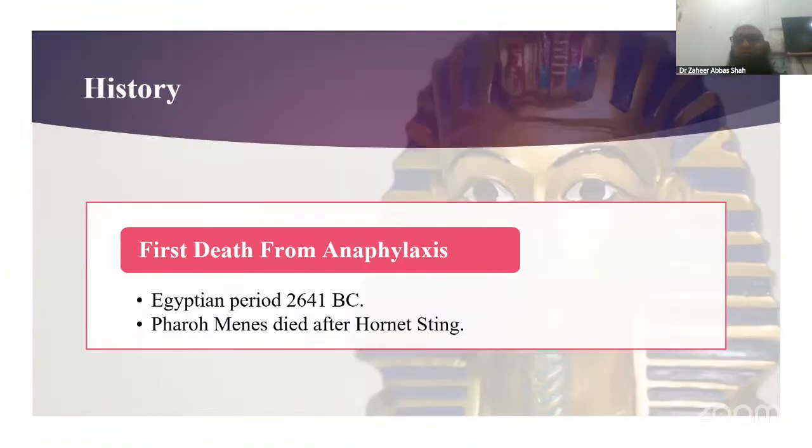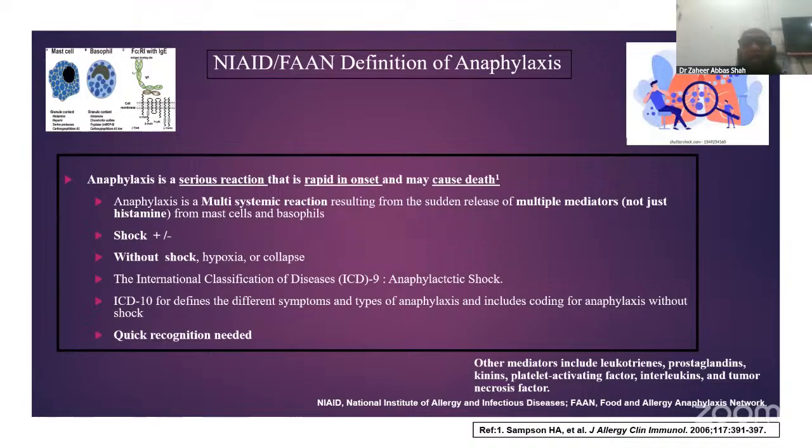Looking at the history, the first death from anaphylaxis occurred in 2641 BC. The Pharaoh died after a hornet sting. So this was the case. We have the National Institute of Allergy and Infectious Diseases and Food Allergy and Anaphylaxis Network definition. By definition, it is nothing but a serious reaction that is rapid in onset and may cause death.